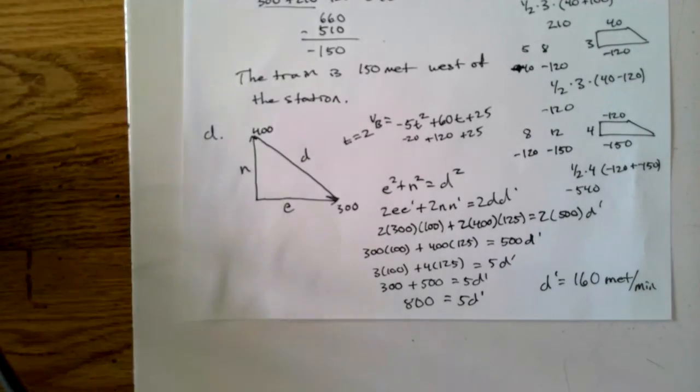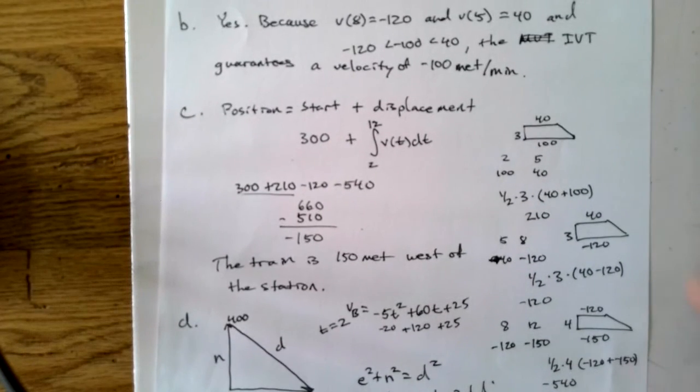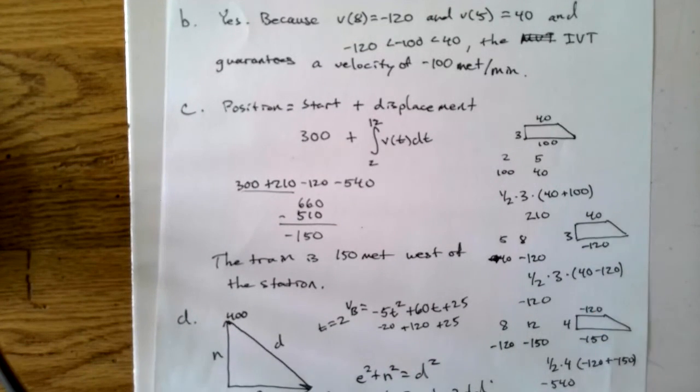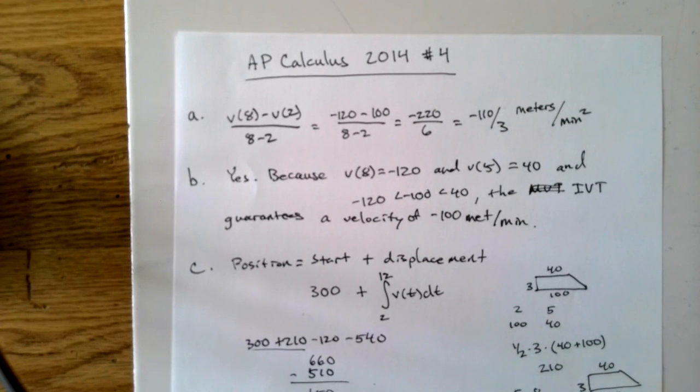Good problem. The trapezoidal sum piece, very possible that you're going to come up with that option on the AP exam. So there you have it. Yeah, 10 minutes, 11 minutes. Good job.